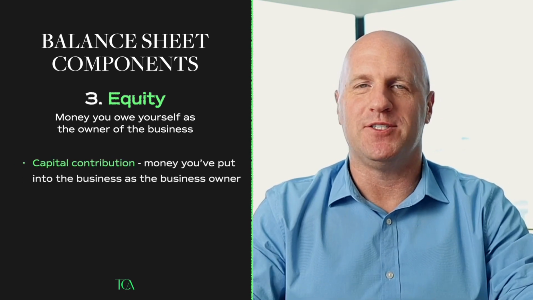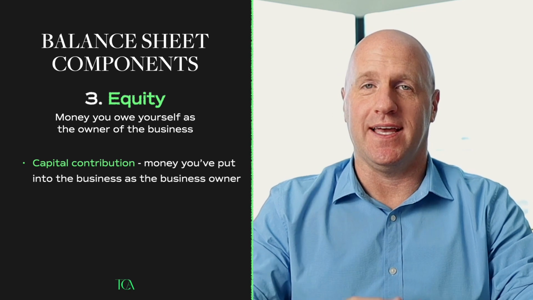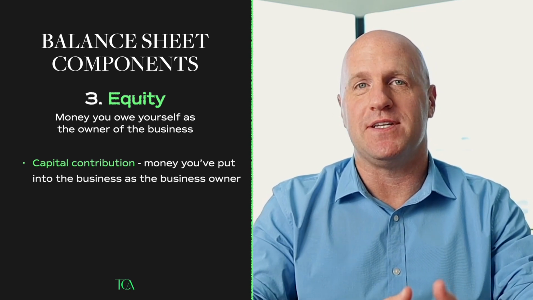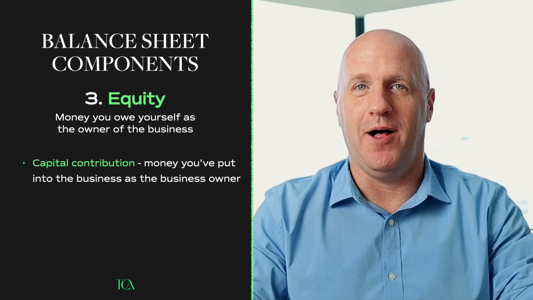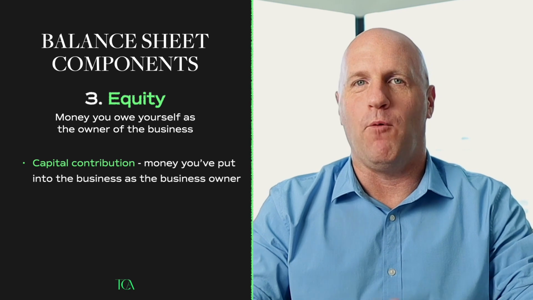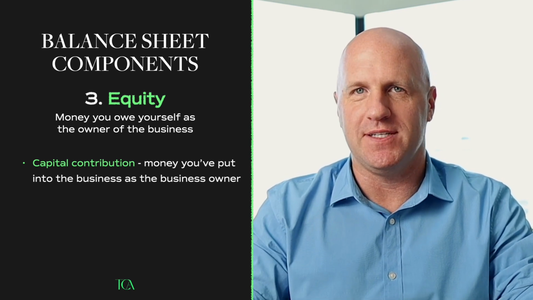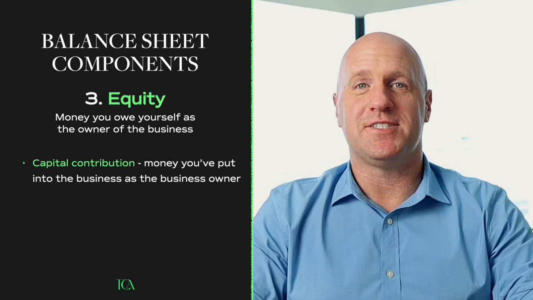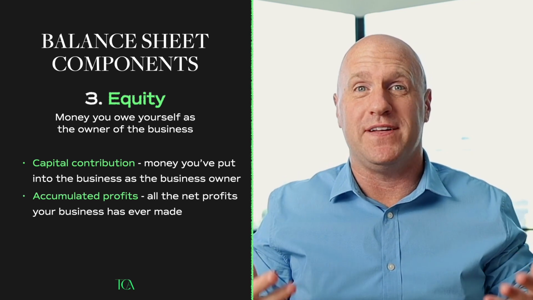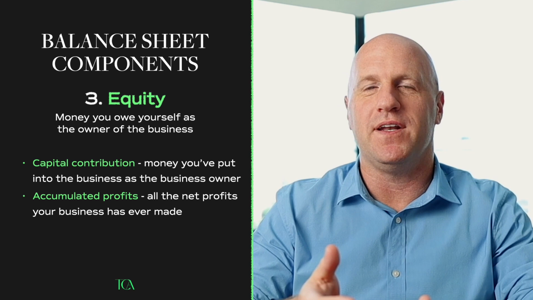First, we have capital contributions. Capital contributions is, again, just a fancy term for money that you've put into the business as the business owner. You know how a lot of times you hear people humble brag about how they started their quadrillion-dollar empire with just $1? That $1 that they used to start their business would be their capital contribution. The second term, accumulated profits, is just another way of saying all the net profits that your business has ever made. There's an important distinction to make here.